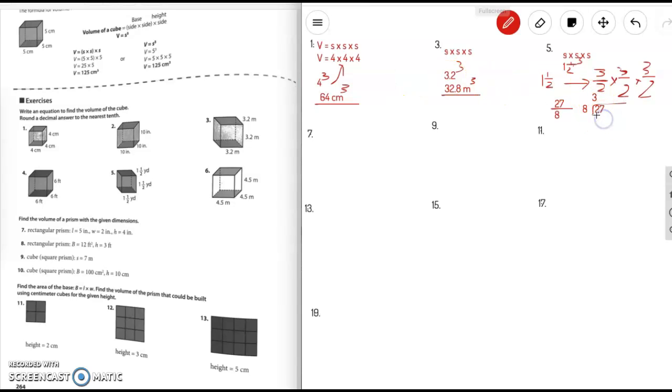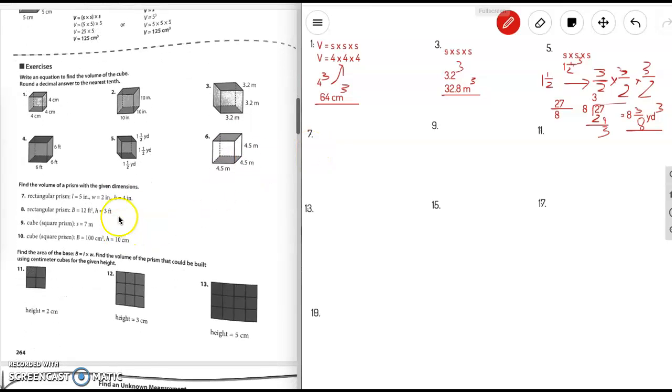Three times 8, 24. Remainder 3, so that gives us 8 3/8 of a yard. Excuse my bad handwriting. Here we go.